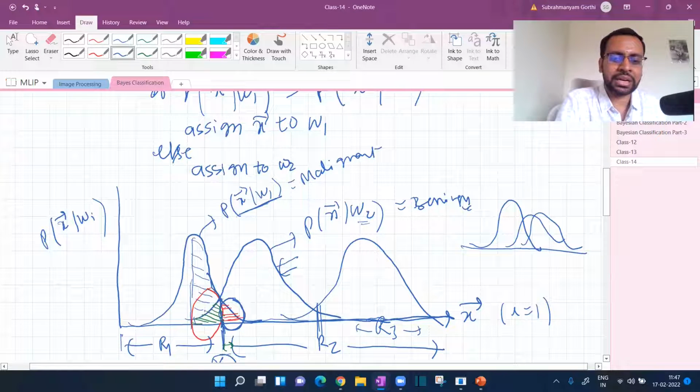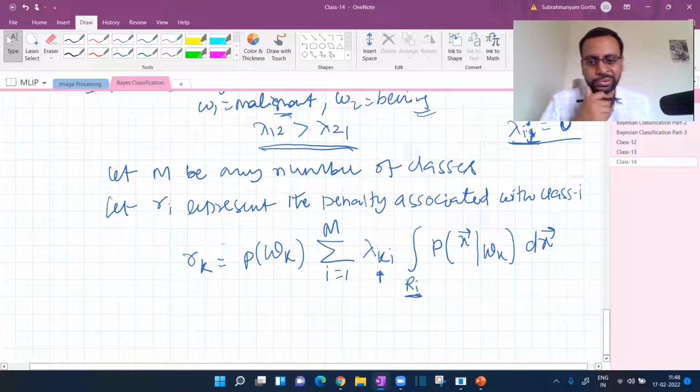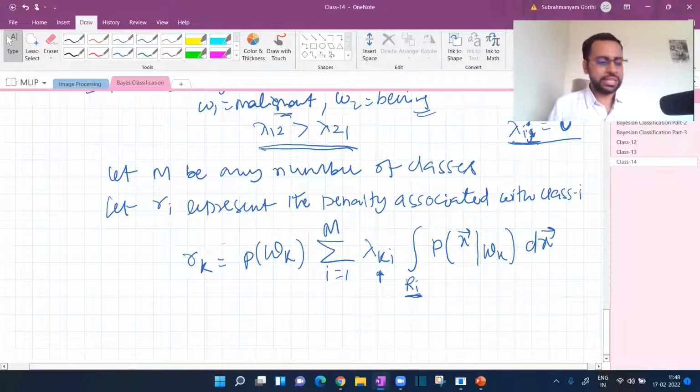So there is some error here, and some error here also, right? So all things should be there. Sir, what are R1 and R2? Is it from 0 to infinity or? It can be anything. Well, that's a good question.